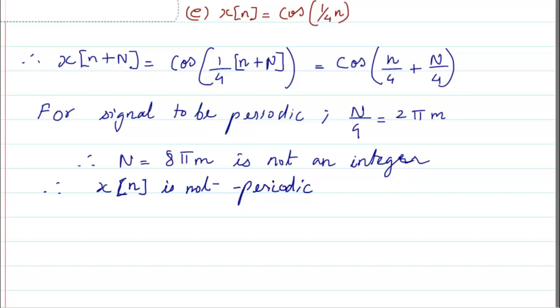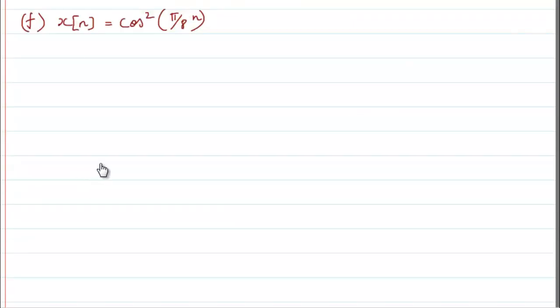Now again, you might be surprised that it is written cos of 1 by 4n, and we know that the cos signal is basically periodic in nature. Yes, the cos signal is periodic in nature, but there can be a sampling rate in which the samples that we get are not actually periodic. Next, look at another problem.